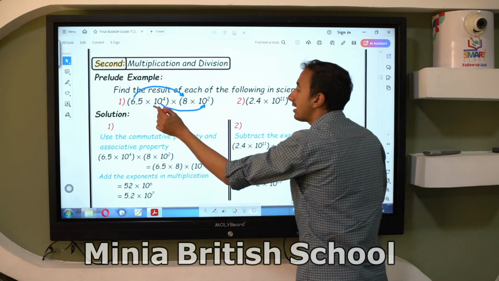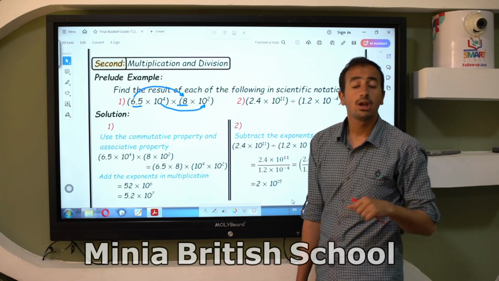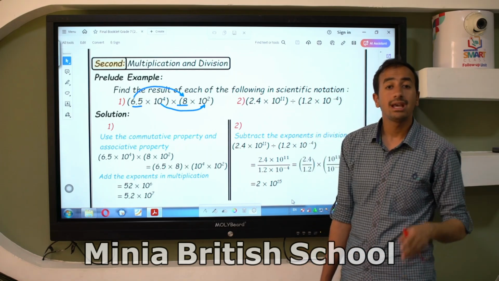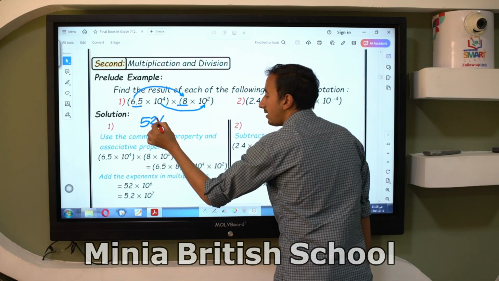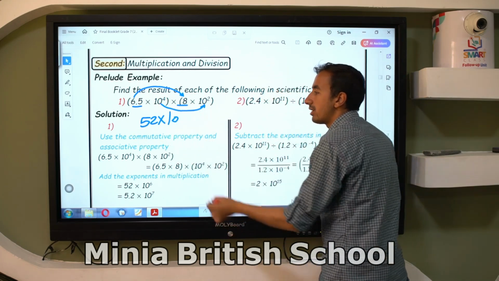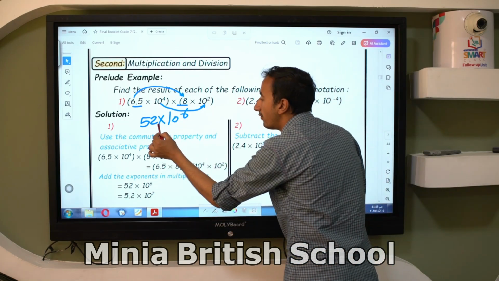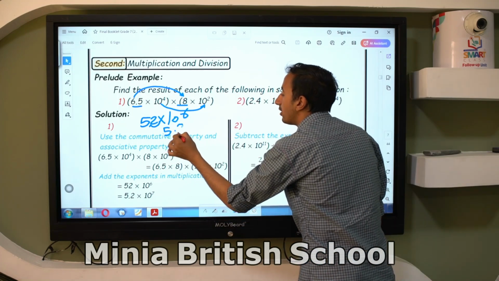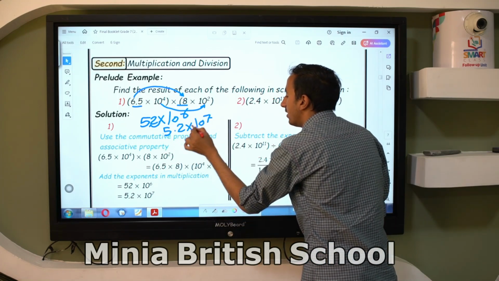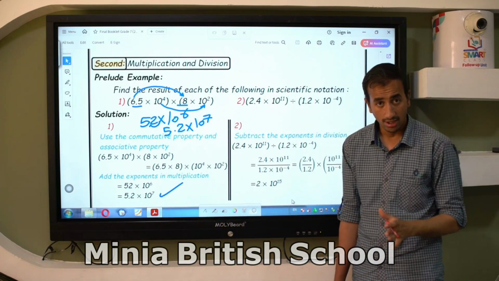Excellent. So I can write 6.5 times 8: 6 times 8 equals 48, half times 8 equals 4. The answer is 52. Write 52 times 10 power 4 plus 2 equals 6. It's not in scientific notation. You must move the decimal point 1 digit to the left. So the answer will be 5.2 times 10 power 7. Okay, is it clear?